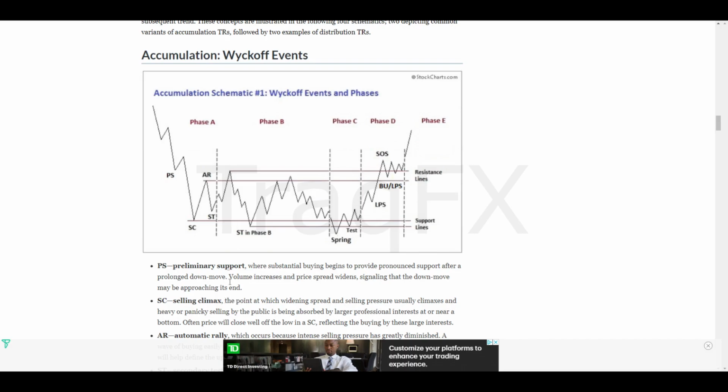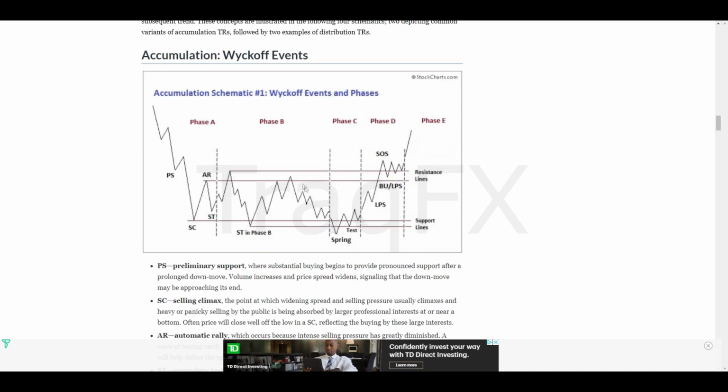Now this is where things can get confusing. So we have the STB, but that doesn't mean that there's only going to be one. Sometimes you're going to see multiple secondary tests in phase B before you see a spring. I'll get into that later. So we have that secondary test in phase B, clearing out all that money below. And then the market just consolidates a bit.